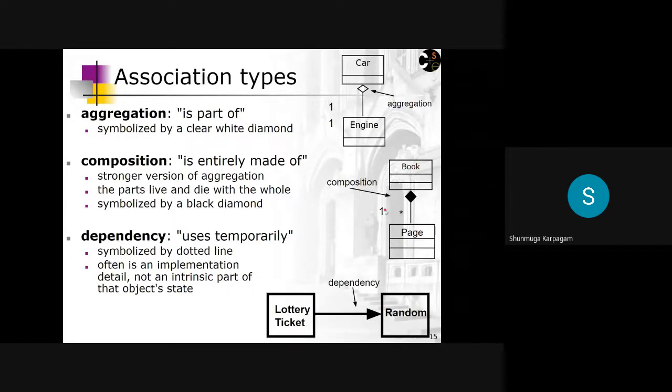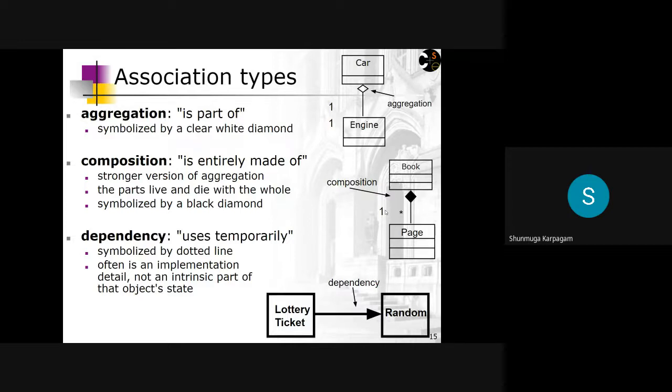So it is mainly dependent on the steering. To drive the car, I need a steering. And if it is an aggregation, without the audio system, I can still drive the car. So it is an aggregation. It is a part of relationship.